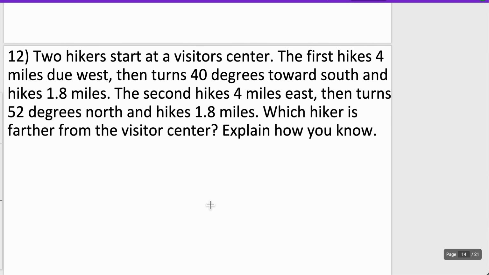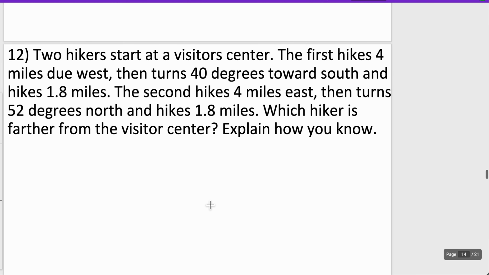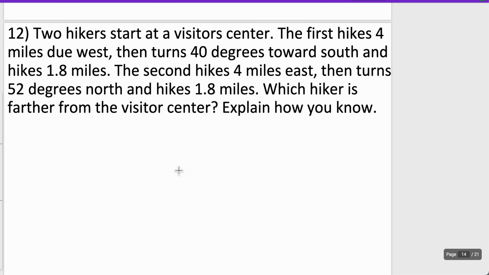Number 12, this one is a great one to practice. It'll definitely be showing up on your test tomorrow. We want to draw a picture. First, two hikers start at a visitor center. So I'm going to start here with visitor center. And the first hike's 4 miles due west. Remember, never eat soggy waffles. So first hiker goes to the west 4 miles. The second hiker goes 4 miles east.